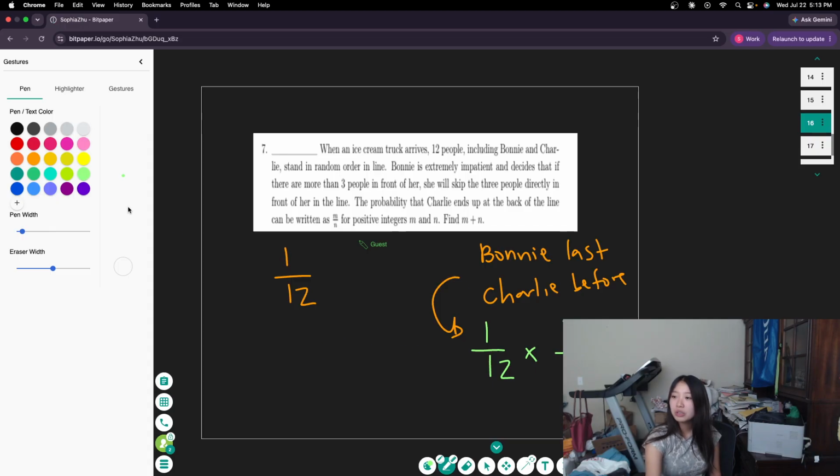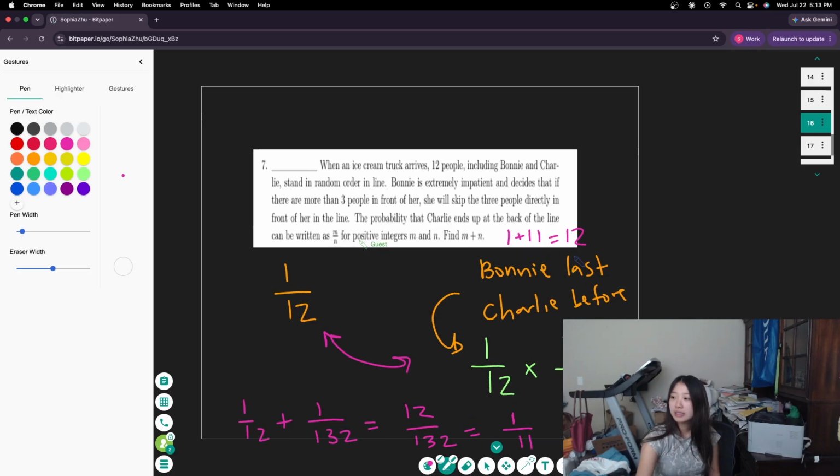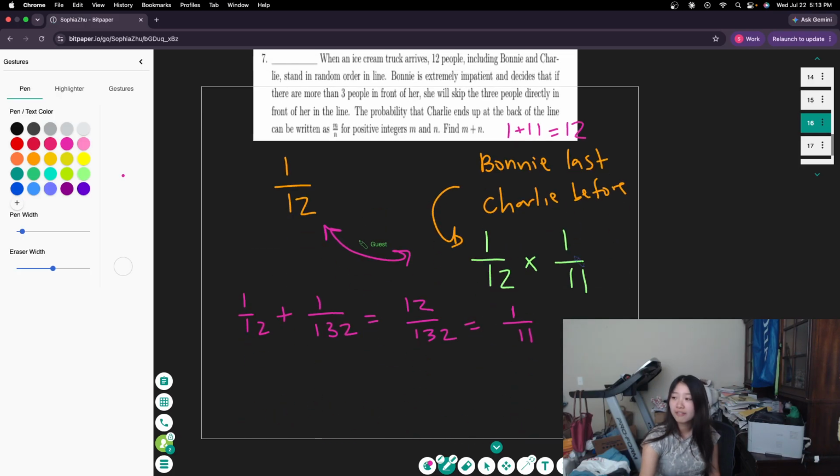Now all we need to do is add these 2 up. So 1 over 12 plus 1 over 132 looks something like 12 over 132, which is 1 over 11. Since they ask us what m plus n is, 1 plus 11 equals 12. And this is our final answer. Our final answer is 12. So hopefully that made sense. We only have 2 cases: either Charlie's already last, or Charlie only becomes last once Bonnie moves up.